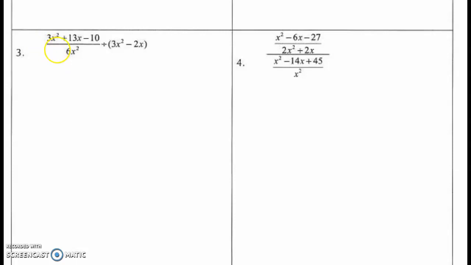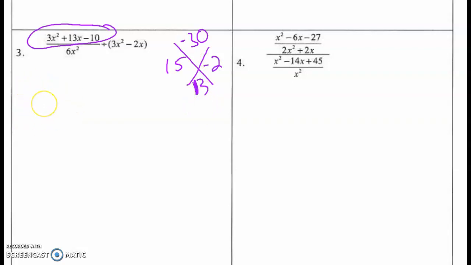Now, in this first trinomial, we are going to have to factor that. So let's go negative 30 and 13. So we need two numbers that multiply to give you negative 30, but add up to be positive 13. Okay, so that tells me we're going to need 15 and negative, nope, that's not going to work. 15 and negative 2. Yes, it would. That works. Cool. All right, so we have to split the middle.